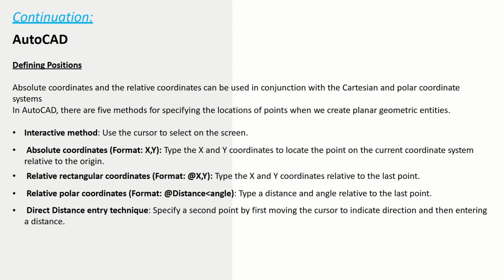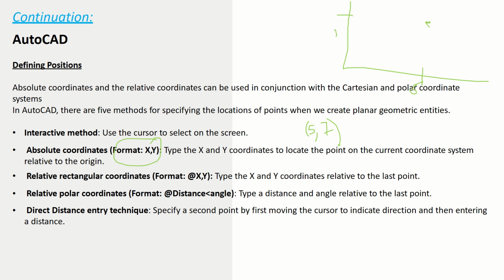Then we have the absolute coordinates. With absolute coordinates, you type the x and y coordinates to locate the point on the current coordinate system relative to origin. So in AutoCAD, you'll be able to type your coordinates this way. It's always x and y first. So you will say 5 and 7. When you type 5 and 7, automatically it's going to find 5 and 7 and it will place 5 and 7.